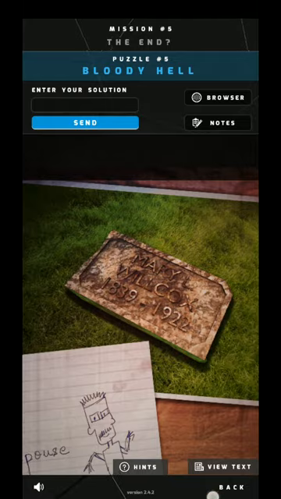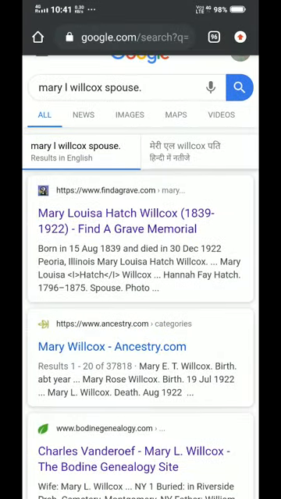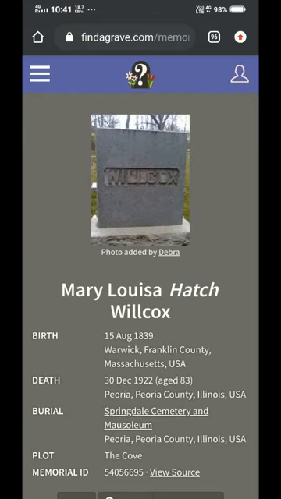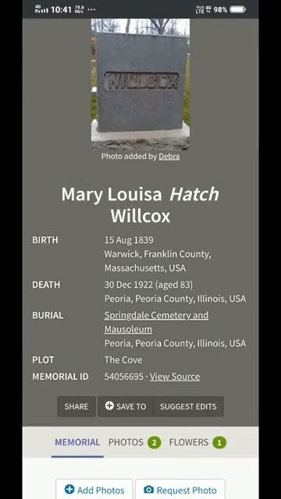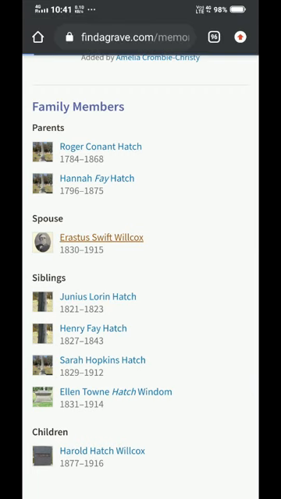It is nothing but Mary L. Wilcox. So I just went on Google and wrote Mary L. Wilcox spouse, and the first thing I found was findagrave.com. Wow, that's pretty grave. And there you'll see members and spouse. It is Arrested Swift Wilcox.